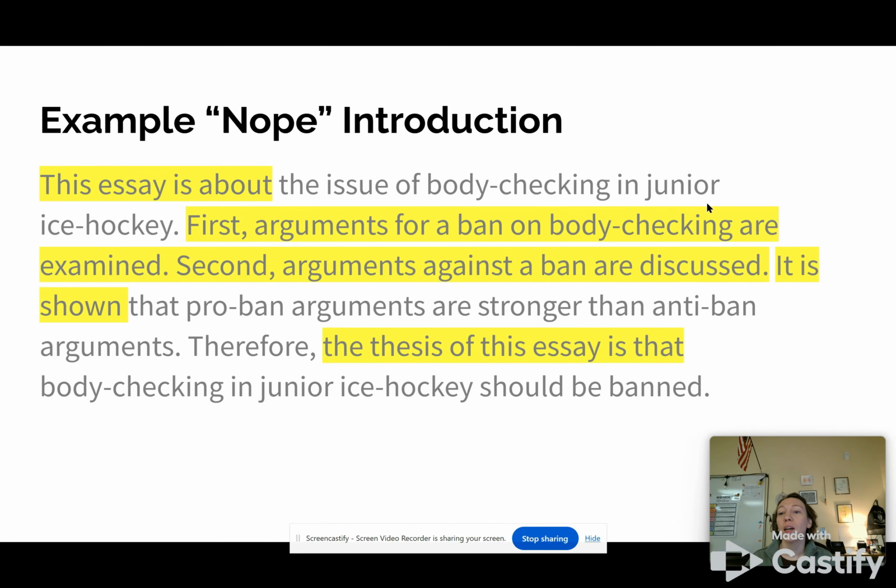So it would be stronger to say something like, there are many arguments for and against body checking, and one that is a clear winner, or something like that. And then "the thesis of this essay is" is also like "the purpose of this essay is to," right? So we don't want any of these very announcy options. We want to be a lot more focused on what we're actually doing here.